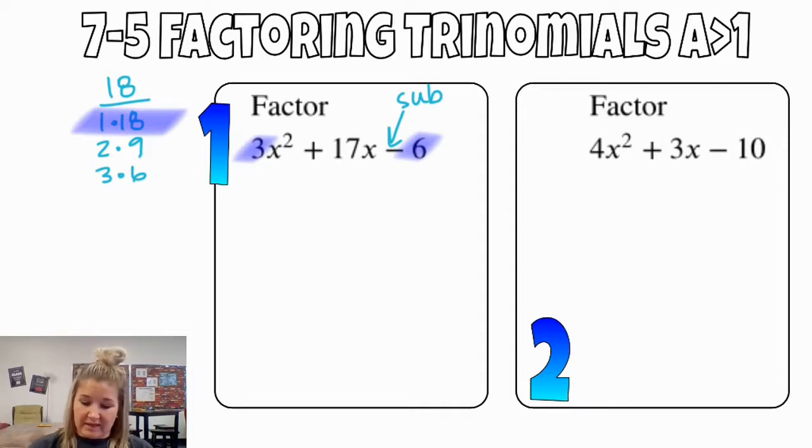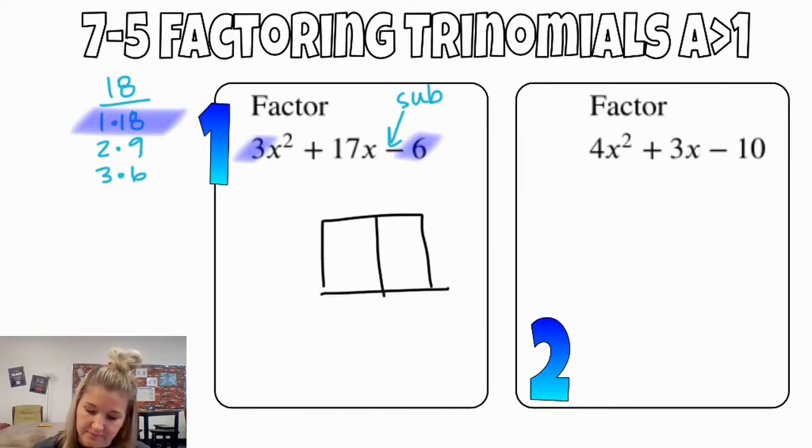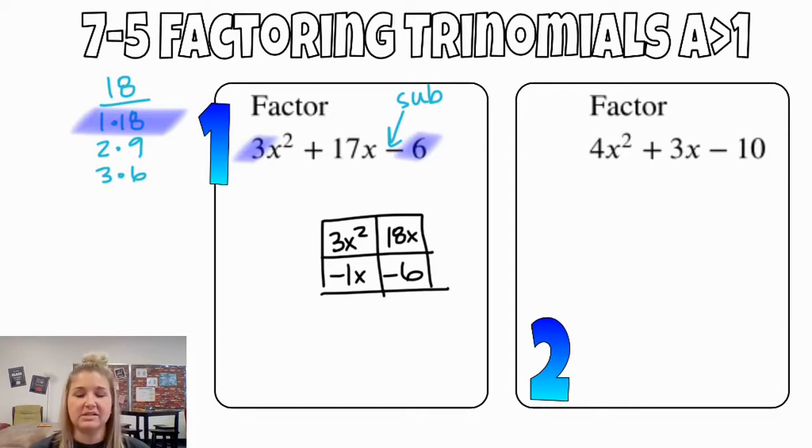So now I come in and fill in my box here. See, a goes here, so 3x squared, and then negative 6. Go ahead and keep that sign with it. And then you're also going to have a positive 18 minus a 1x. That's going to give you this positive 17 here that you need. So plus 18 minus 1. Now we find the greatest common factor of each column and each row.